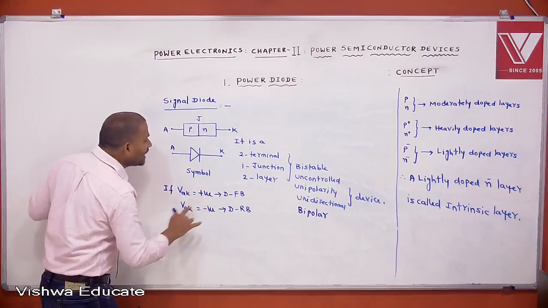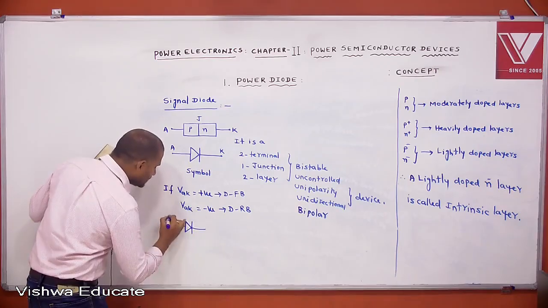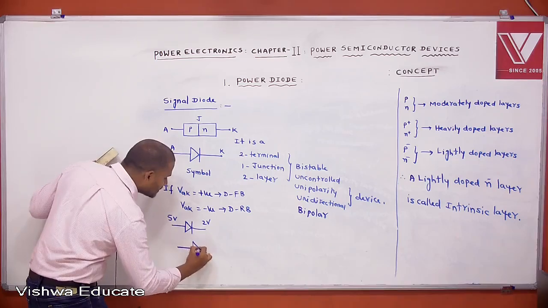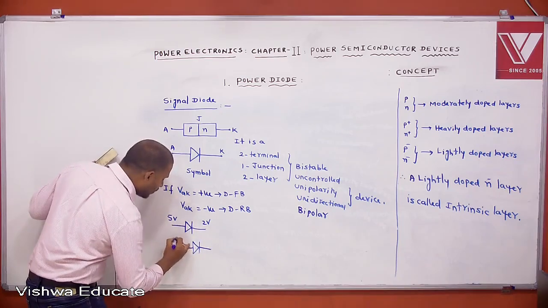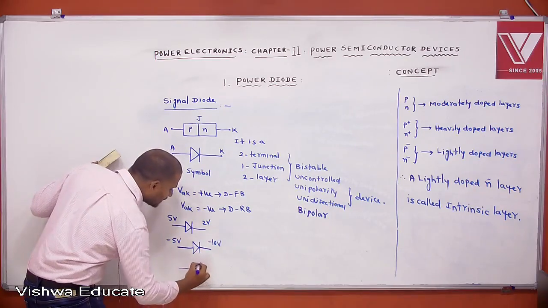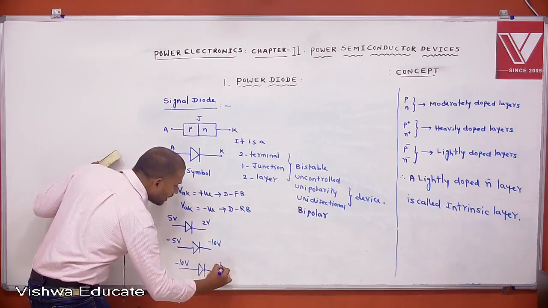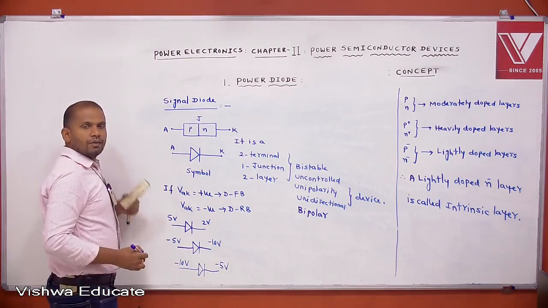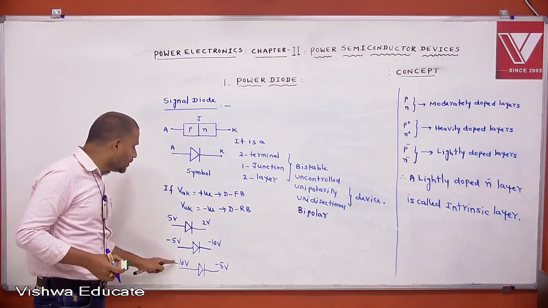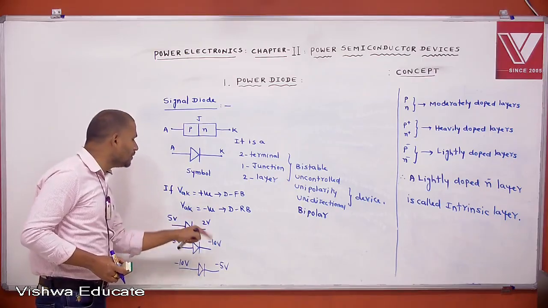For example, if the diode is connected like this, 5 volts and this is 2 volts. And if it is connected like this, minus 5 volts and this is minus 10 volts. If it is connected like this, minus 10 volts and this is minus 5 volts. Whether the diode is forward bias or reverse bias depends not only on the anode voltage or only the cathode voltage, it depends on both.